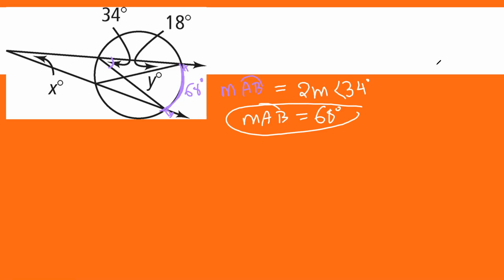Now let's find that this is 18 here. What is the measure of this arc? Let's color it with brown. Double it. 18. So the measure of CD will be twice 18, which is 36.